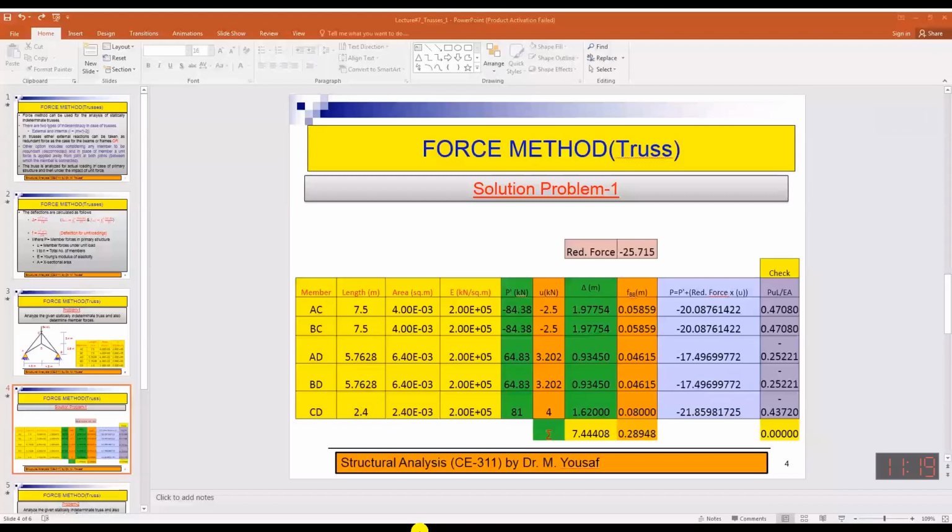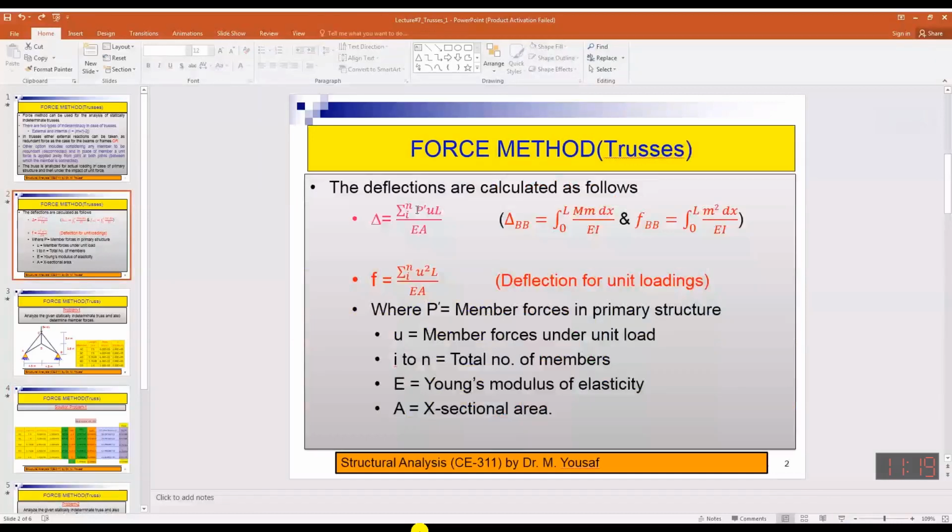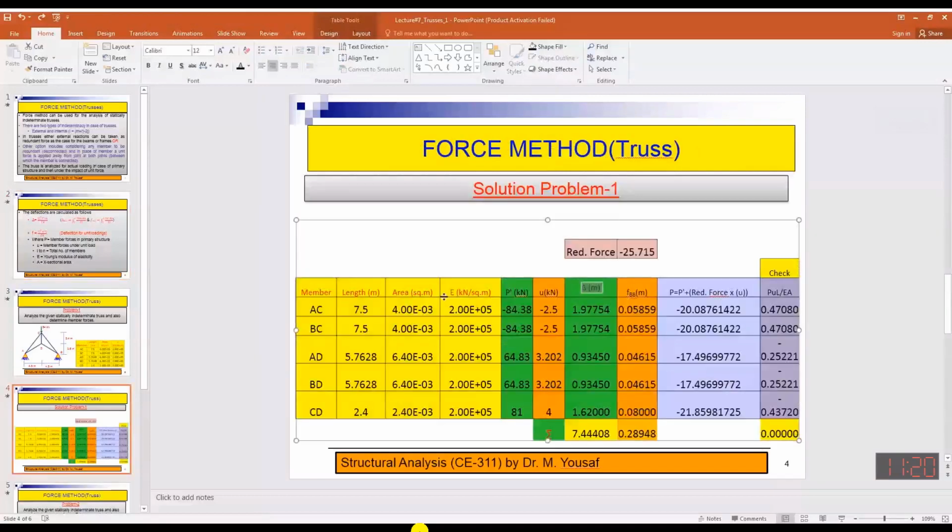You will have to apply only the formula, nothing else. Formula PUL over AE, PUL over AE for every member. This will not be applied because this is giving you the total sum, and the total sum is calculated at the end. So P U into this L over AE will be giving you this one, P dash U.